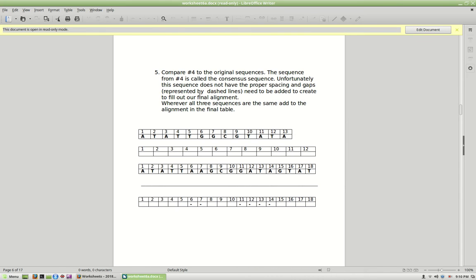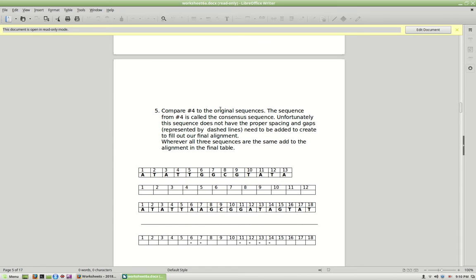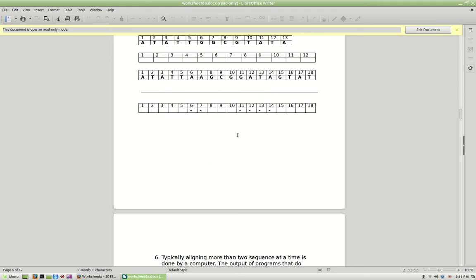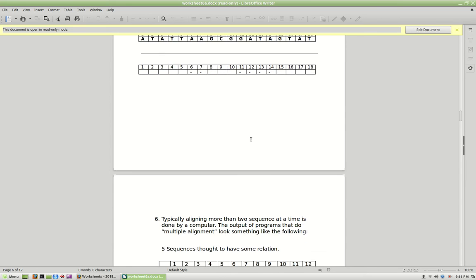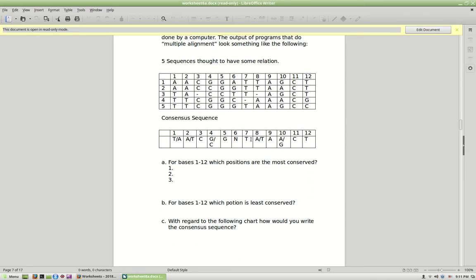Here we ask to compare original sequences, and it's asking you where the three sequences are the same, add the alignment to the final table. In other words, where are they the same, and you would figure out where they are. Where are the gaps? Gaps are places in between two alignments, that sort of thing, and that's what the dashes are for. If you read through it, it should be fairly straightforward. If you do have questions, please ask.